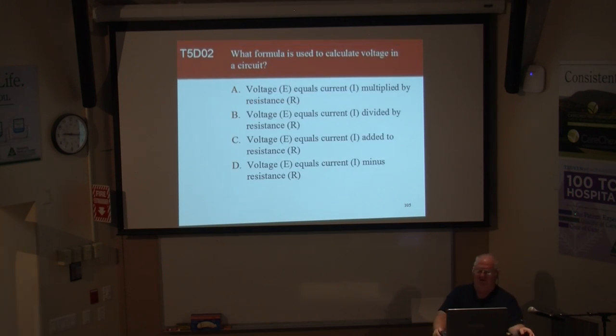What formula is used to calculate voltage in a circuit? We got A. A is the correct answer. Again, remember the circle. E is on the top. So if you're looking at this answer here, I and R are multiplied. So that's the only possible right answer for that one.